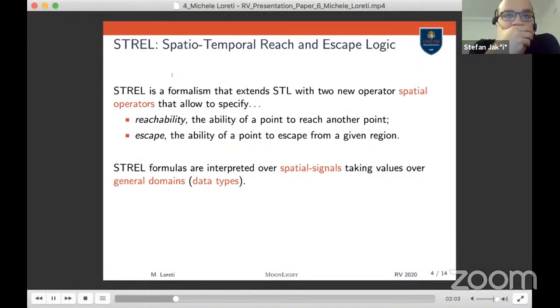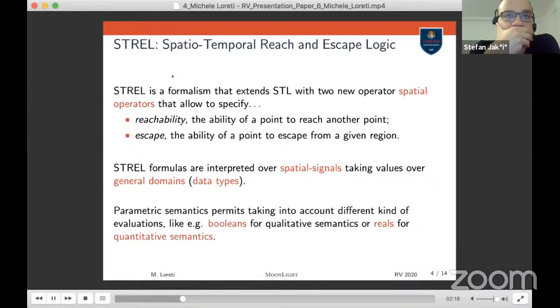STREL formulas are interpreted over spatial signals that may take values over different general domains. General domains represent general data types. The evaluation of STREL formulas is parametric and can take into account different kinds of domains. We can consider the Boolean domain, for instance, if one is interested in the qualitative semantics of formulas, while if one is interested in robustness, we consider the reals domain.